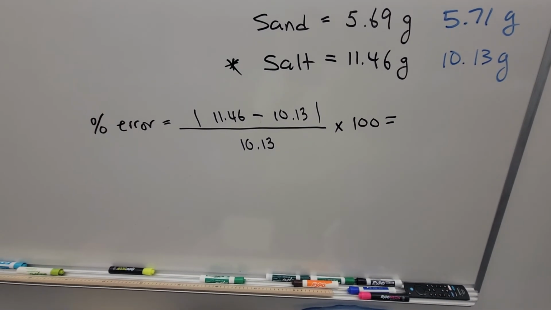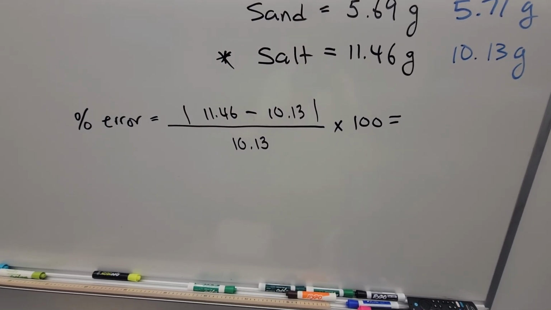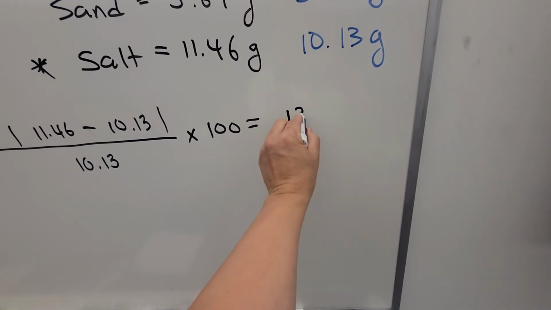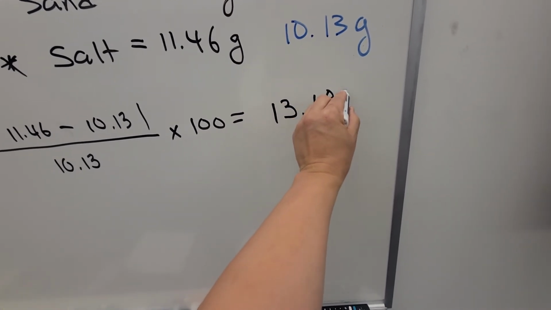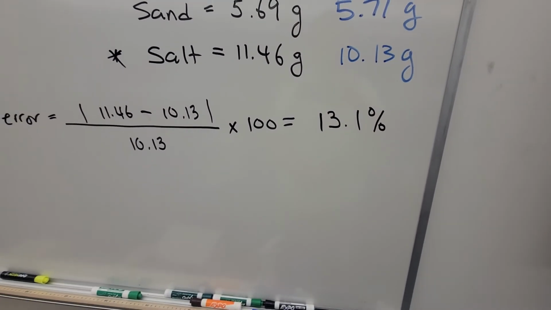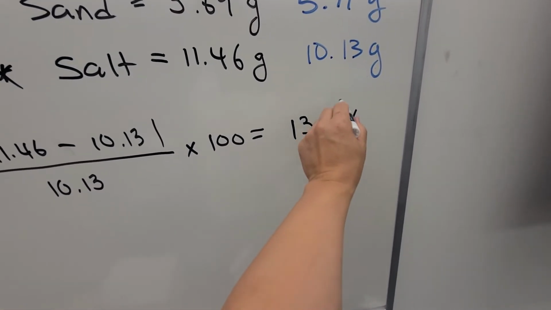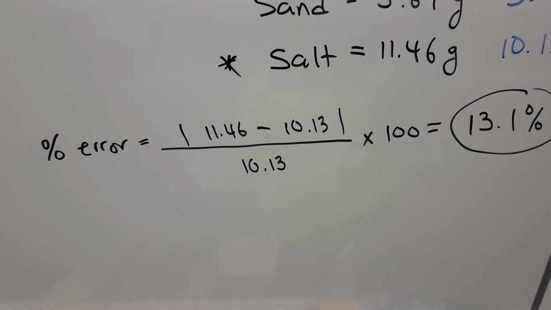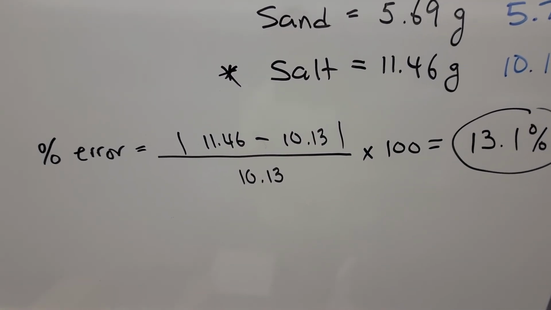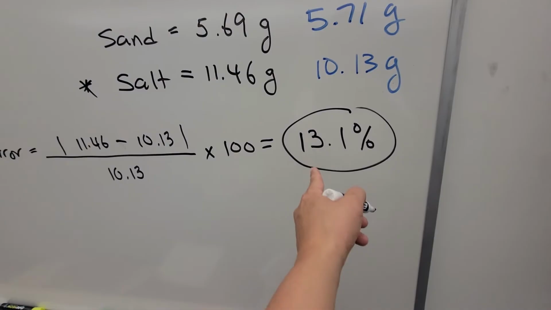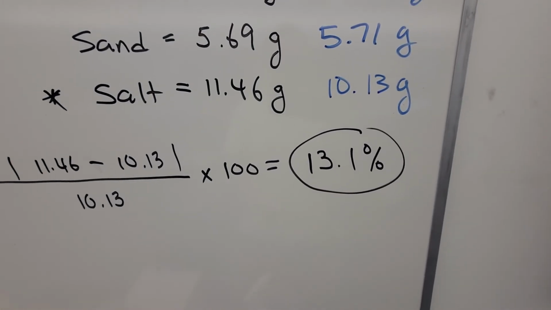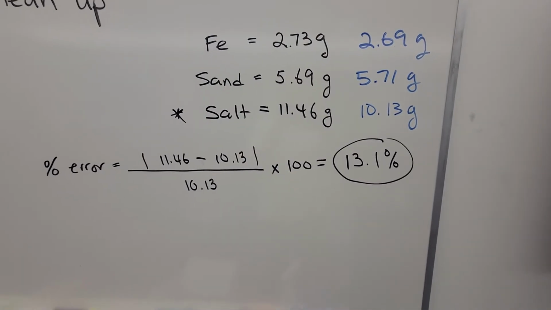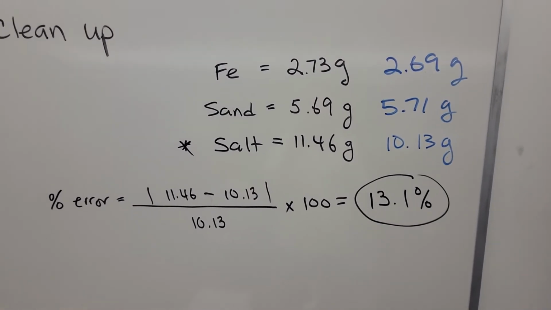So I need to use my phone, so I'll be right back. All right, I'm back. So that gives me a 13.1% error. And the reason I have three significant figures is because when you subtract here, you get 1.33, which has three significant figures. And had you gotten something like that, you would have gotten an automatic A, because you fell within the 15% threshold error.